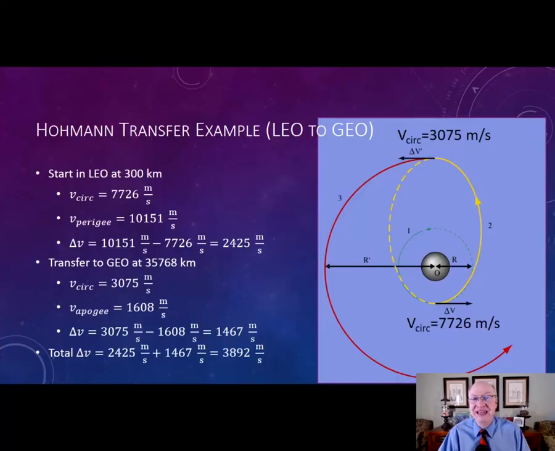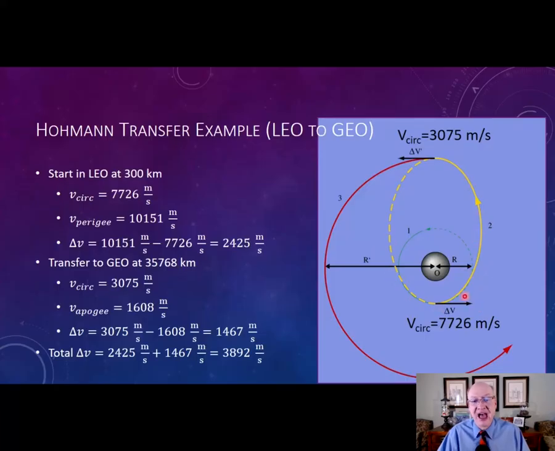How much speed do I need to gain? Well, the delta V is just the speed at perigee of the orbit that I want to be in minus the speed that I currently have. So I want to be traveling 10,151 meters per second. I'm actually traveling at 7,726 meters per second. So if I fire my engine and I gain 2,425 meters per second, it will push me from being in this circular orbit to being in this Hohmann transfer orbit right there. So now I'm in this Hohmann transfer orbit.